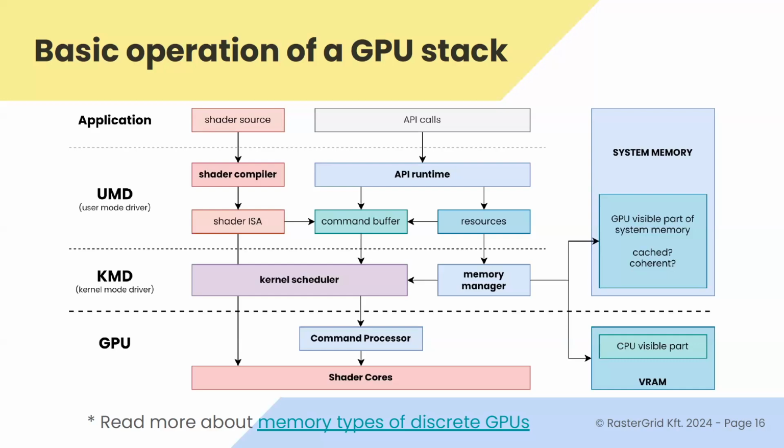Especially for those that are visible, you also have to be careful about whether that memory is, for example, cached by the CPU, and whether writes by the different processors are coherent with one another, because that can bite you in practice. We have an article on our website where we go into more details about the typical memory types that you will find on a discrete GPU.